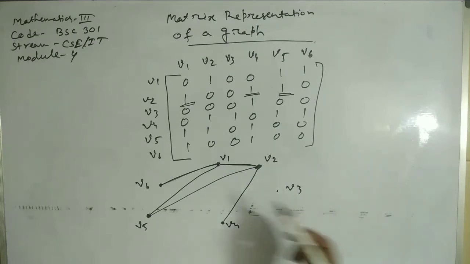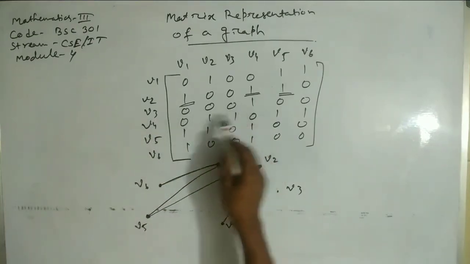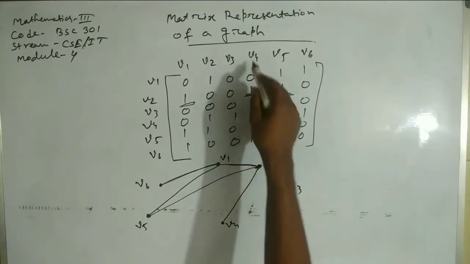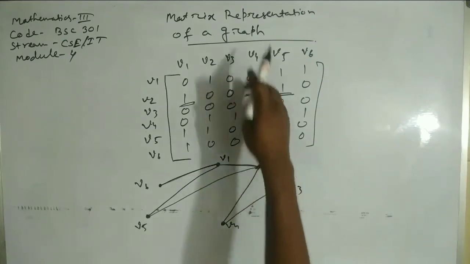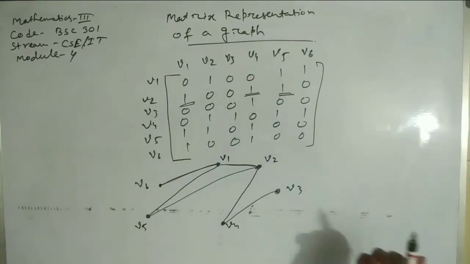Now, for V3, V3 is only adjacent to V4. Since there is only one 1 in one position, that is corresponding to V4.